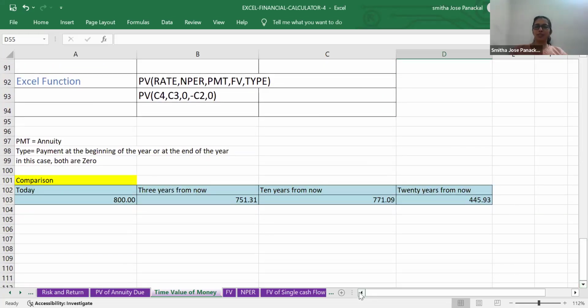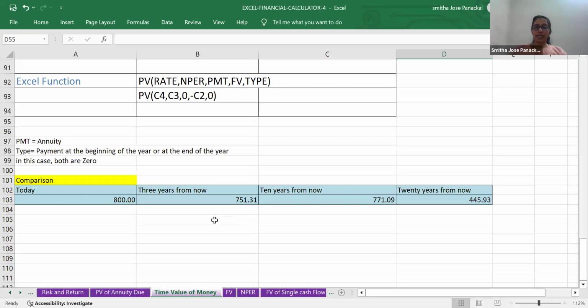Because you have already told the answer. Yes, this is a comparison chart. These are the options in front of you. Either you can receive 800 today, or you can wait for 3 years, but you will get only 751. If you wait for 10 years, the amount you receive at the end of 10 years is only having a worth of 771. If you wait for 20 years, it is having a worth of 445.